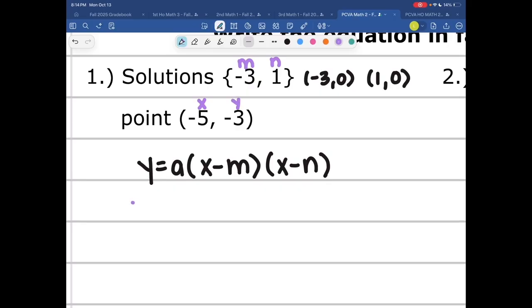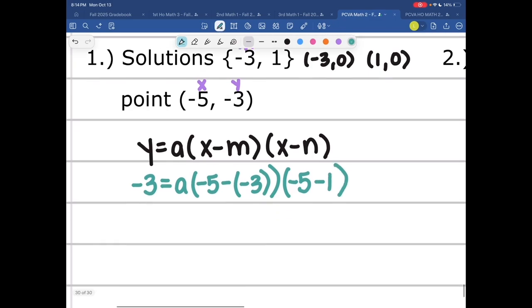So I'm going to substitute in negative 3 for y. We don't know the a. We know the x value is negative 5, and we're going to subtract the m. Now remember, the m is a negative 3. We're going to also substitute the x value again, and we're going to subtract the n, which is 1.